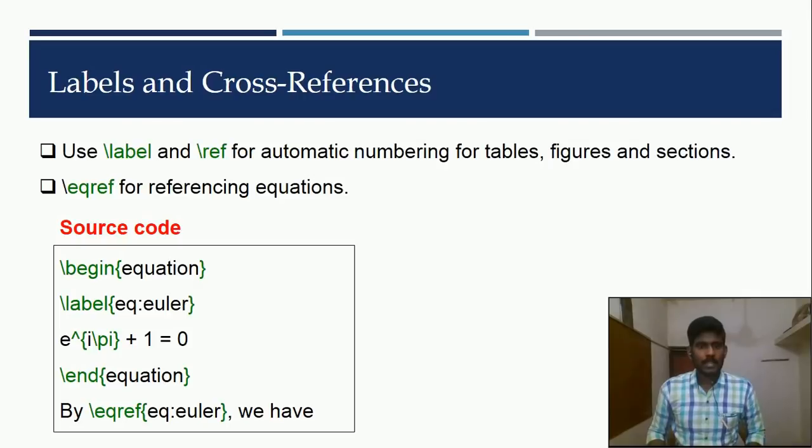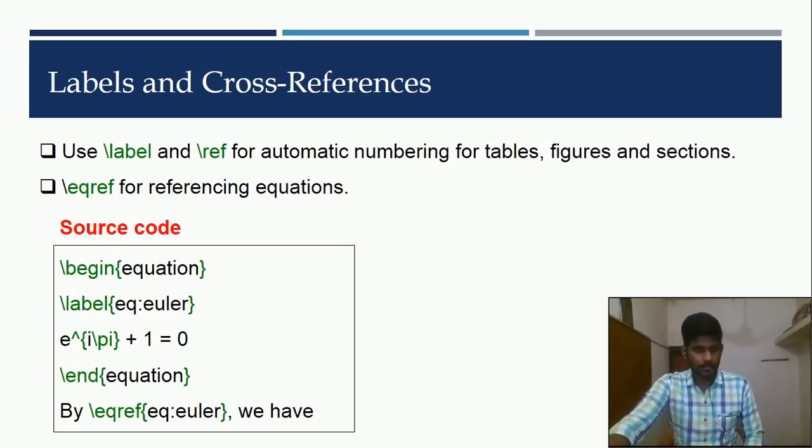So now we are going to see how we can label the given equation, tables, figures or section, whatever it may be. Automatically it generates the number when you apply that reference. So that's what we are going to see over here now.